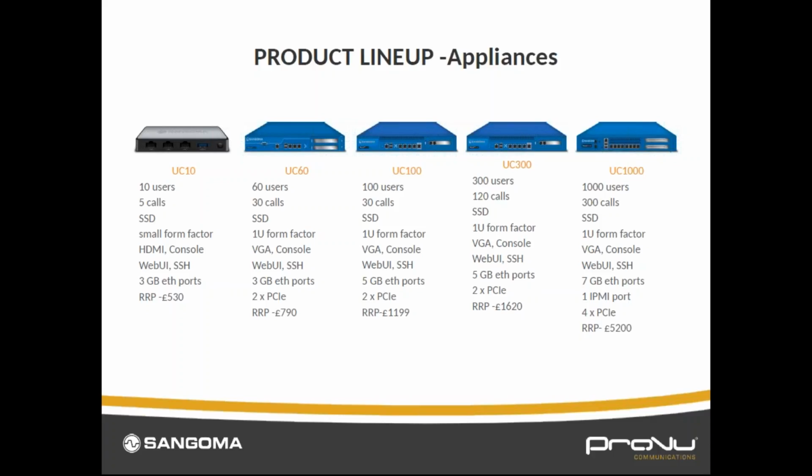UC300 is a 300 user system, 120 calls, and you can have either PCI cards inside it or a gateway to go with it as well. The whole idea of these appliances is based on number of users and number of concurrent calls. So if you have quite a busy environment, you choose based on number of calls. But if you have a 300 user system, then 120 concurrent calls, and that is outbound calls. That doesn't include inbound calls.